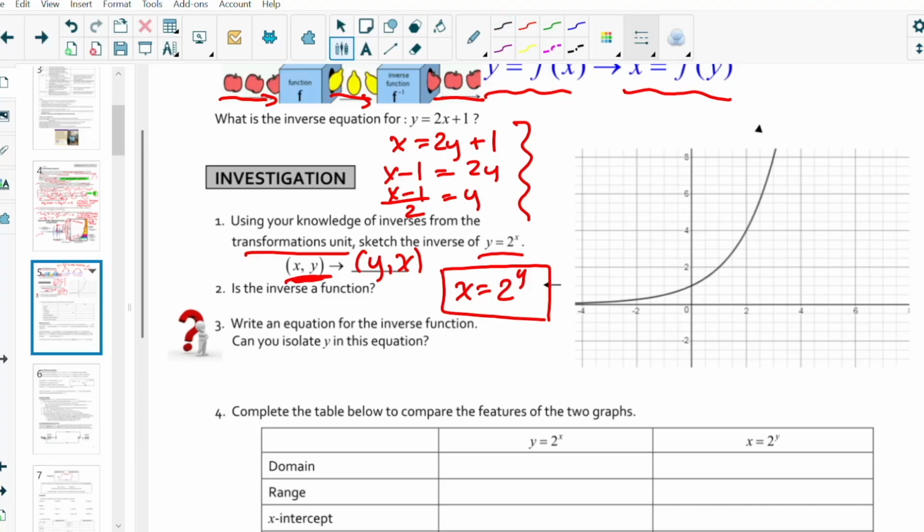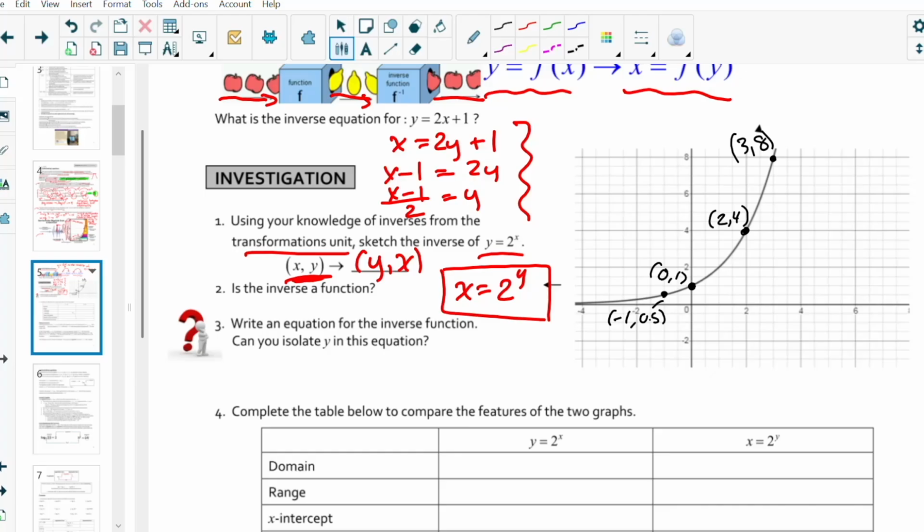On this graph here, I'm going to plot some key points. That's (0, 1). This is (-1, 0.5). This is (2, 4). Okay, this should look familiar. This is your standard exponential equation. And then this is (3, 8).